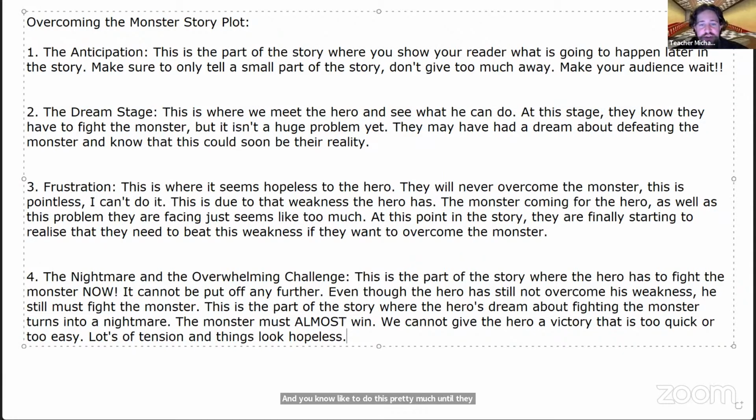So this is the part of the story where there's lots of tension. The reader's sitting there reading going, what's going to happen next? Oh, I can't wait to turn the page. Then they get really excited about it. And things need to look hopeless. So it needs to look like the monster's going to win pretty much right up until the end.